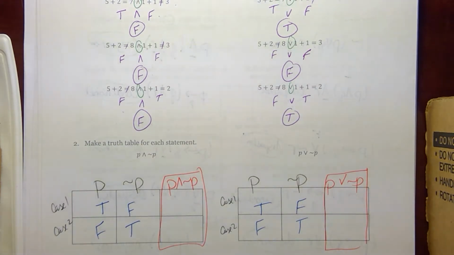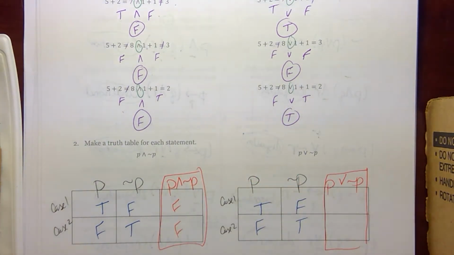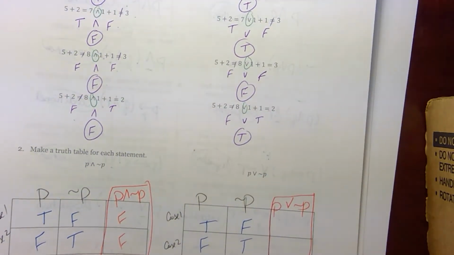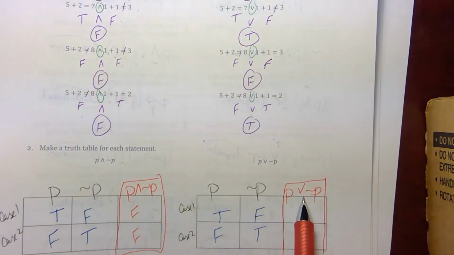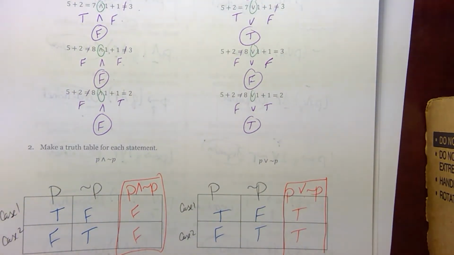Now I need to evaluate the compound, P and not P. Well, an and is a conjunction. It means they both have to be true for the conjunction to be true. Neither one of those is a true compound. What about the compound disjunction, the or? Well, for the or to be true, at least one has to be true. So both of those are true.